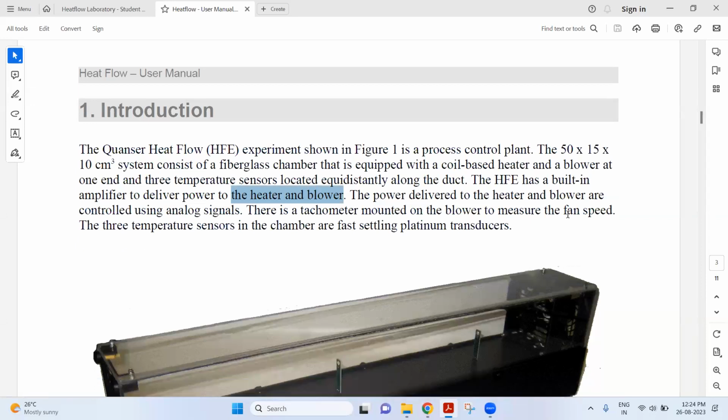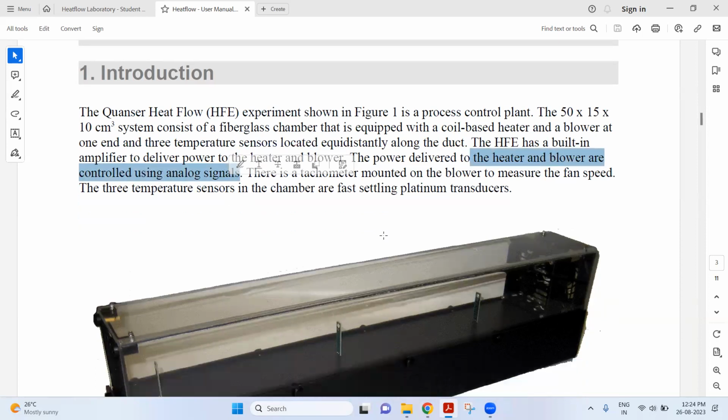Now the power delivered to the heater and blower is controlled by signals. We have to control the heater and the blower. We are controlling this by analog signals. We are sending the signals to the heater and the blower. That is why we are controlling the speed and the heat, what the heater should deliver to this setup.